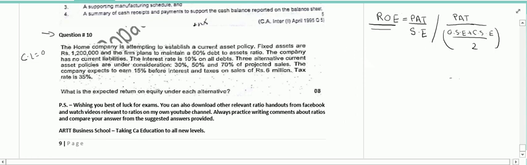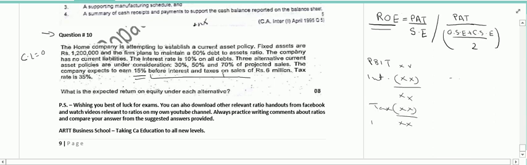It further says that the company expects to earn 15% before interest and tax. 15% before interest and tax means profit before interest and tax. Profit before interest and tax is the amount from which we expense out our interest amount, and after that we subtract our tax amount and we obtain the profit after tax amount. This profit after tax amount is to be used in our ratio over here.